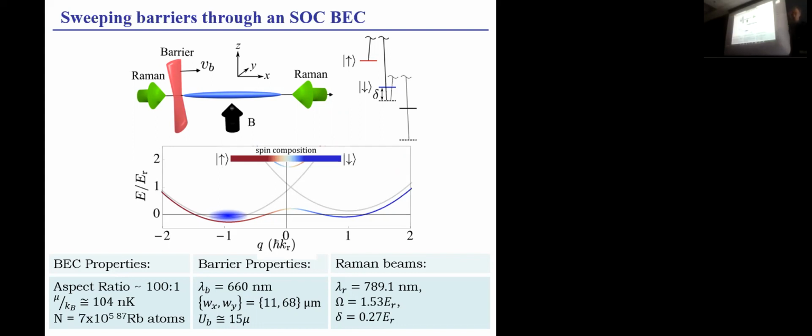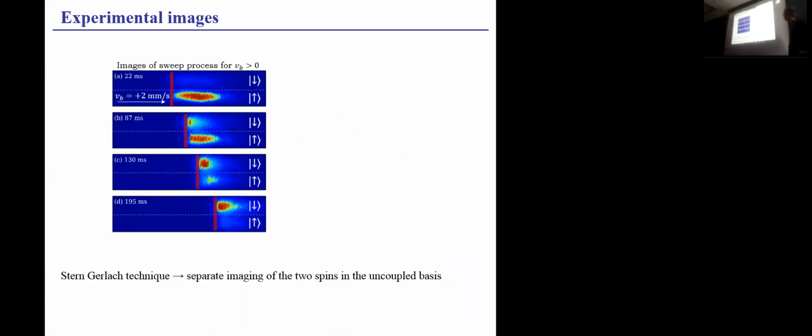So the question then is, what does a barrier do when you drive the barrier through the BEC? Here we've got spin up and spin down. This is the barrier running through. And you can see in this example, the barrier actually flips atoms from the spin up to the spin down as it drives through the BEC. Okay, so there's a coupling between the spin and the motion of the barrier.